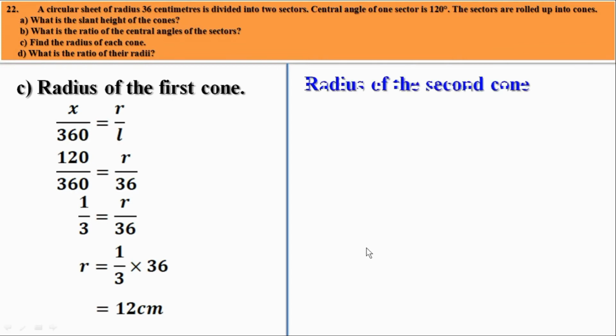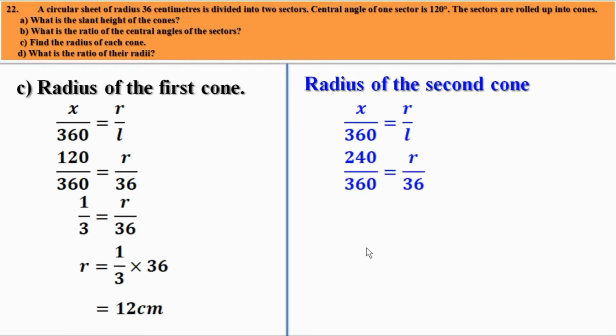Now let us look at the radius of the second cone. Again we can use the relation x by 360 equal to r by l. Here x is 240 and l is 36. Again look at the denominators. When 360 is divided by 10, we get 36. So when 240 is divided by 10, we will get the value of r, or r equal to 24.